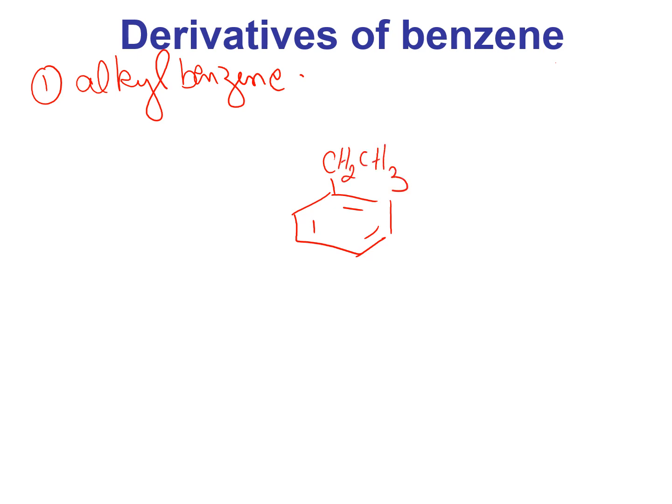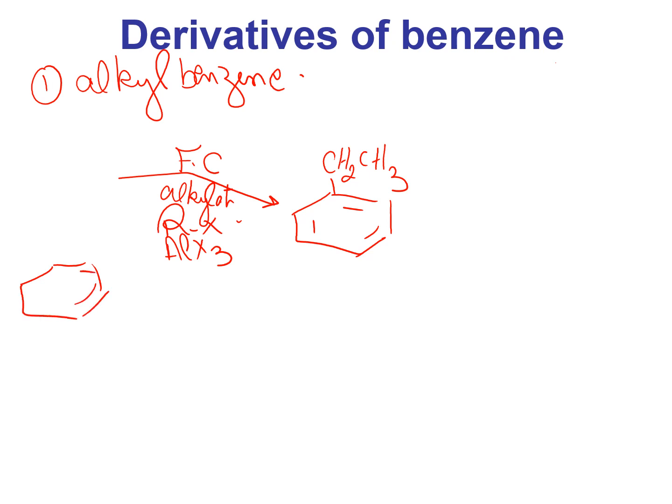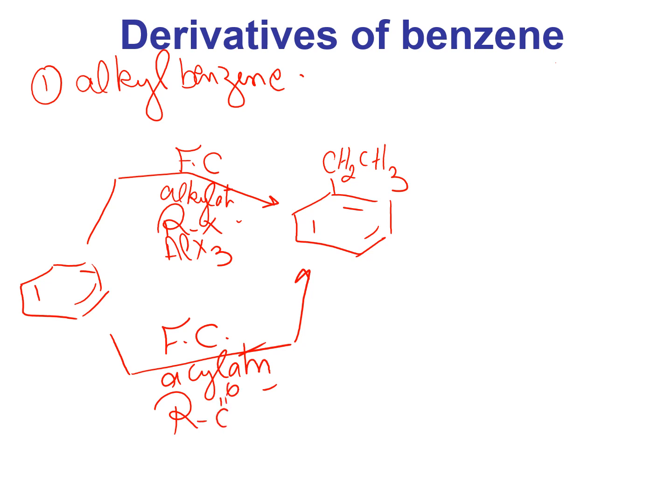How can you synthesize it? You have two methods: either Friedel-Crafts alkylation by using an alkyl halide in the presence of a Lewis acid, starting from benzene, or you can use the Friedel-Crafts acylation if you fear a rearrangement process.